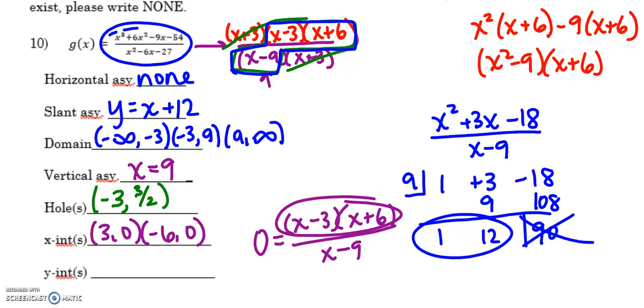And then my y-intercept is going to be what happens when I plug in 0 for x. So 0 for x in each place. I get negative 54 divided by negative 27, which will be 2.